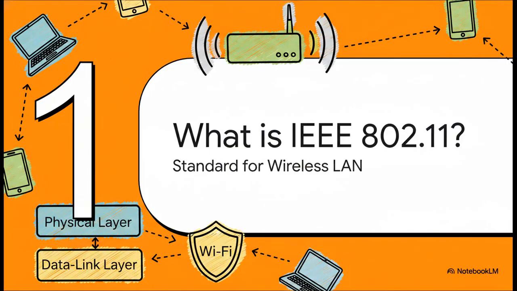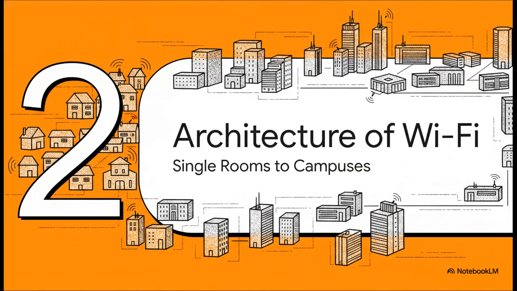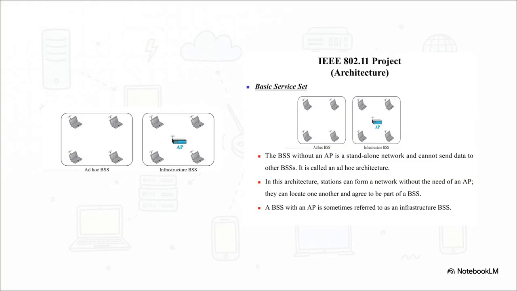So starting off with Section 1, what exactly is IEEE 802.11, the standard for wireless LANs? Moving right along to Section 2, the architecture of Wi-Fi, from single rooms to sprawling campuses. Okay, to understand all of this, we really have to start at the foundation. IEEE 802.11 is the formal spec for wireless local area networks, what you and I just call Wi-Fi.